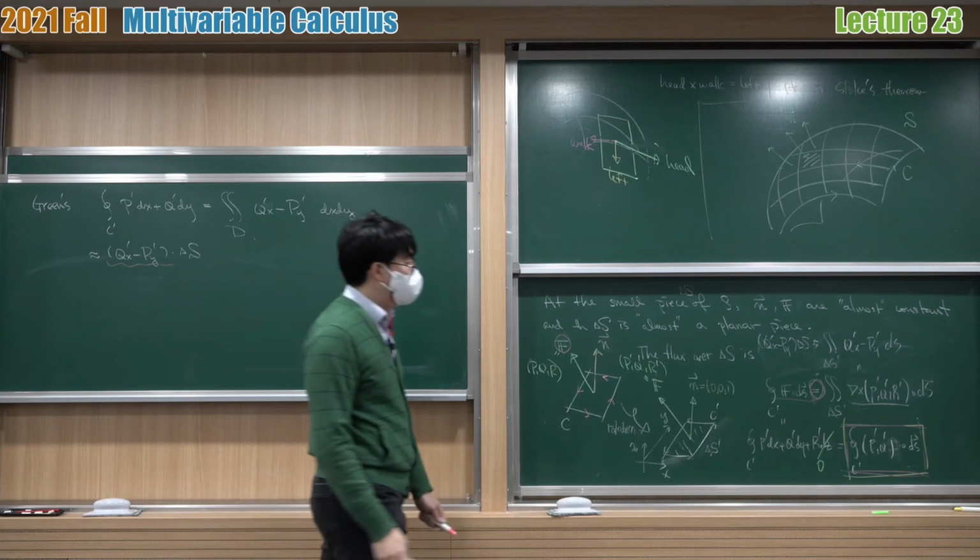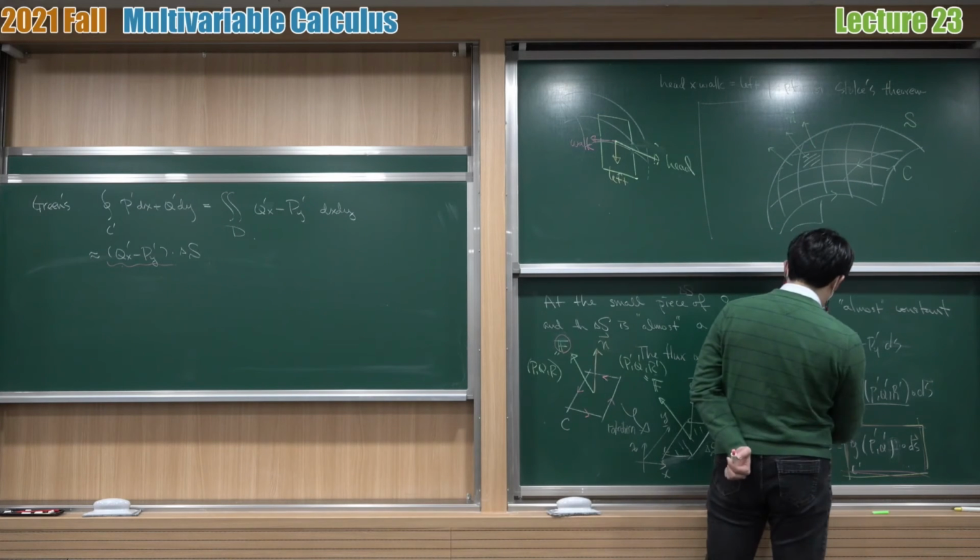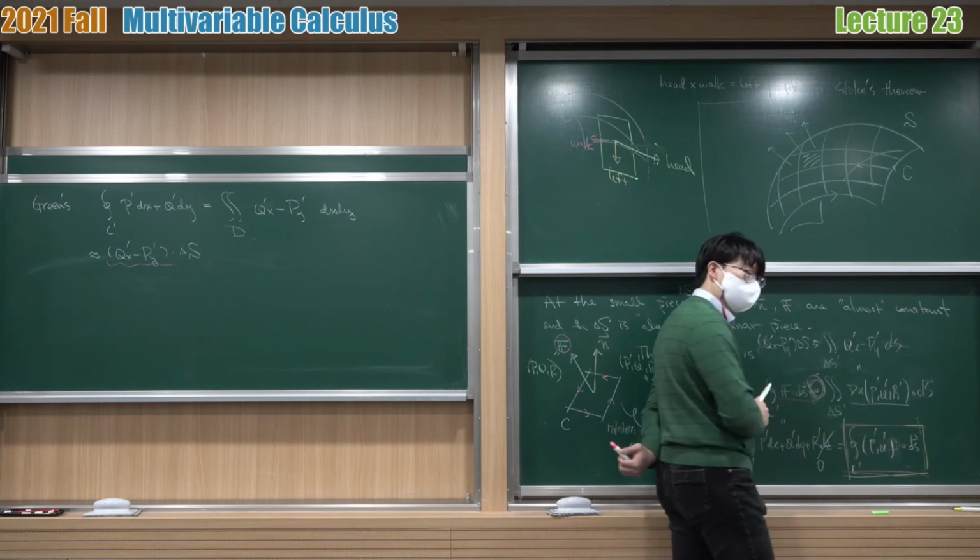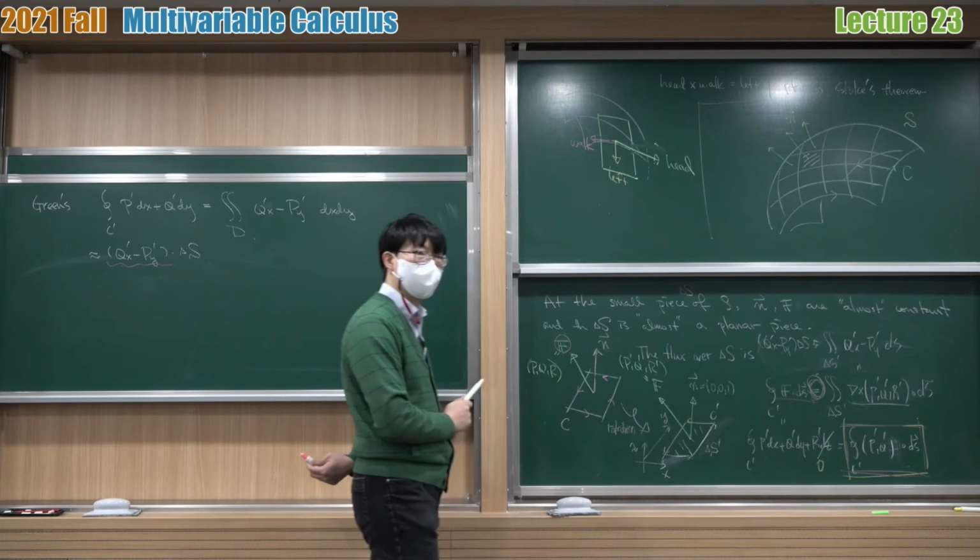So Green's theorem tells you that the left-hand side is equal to this part. So we basically proved that this is equal. Okay?